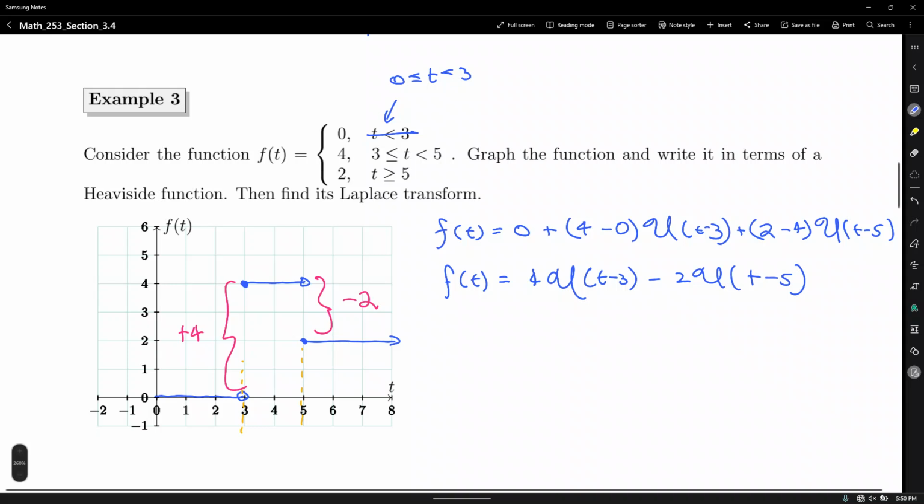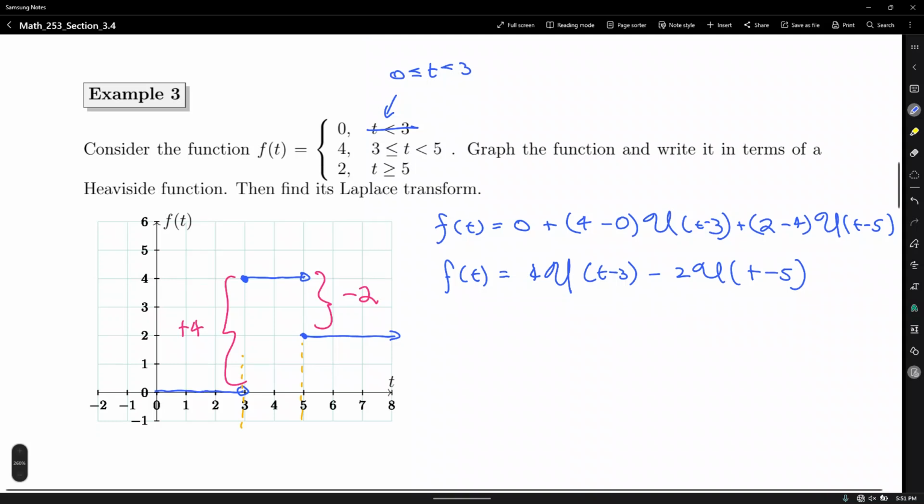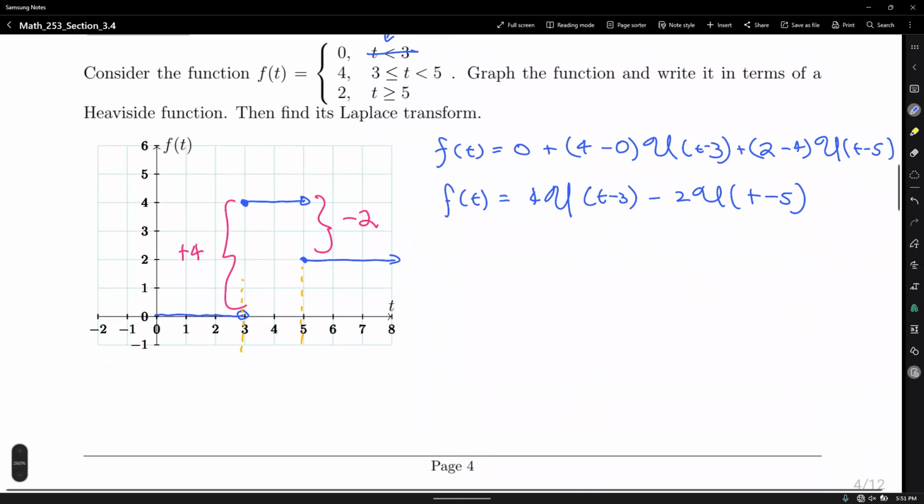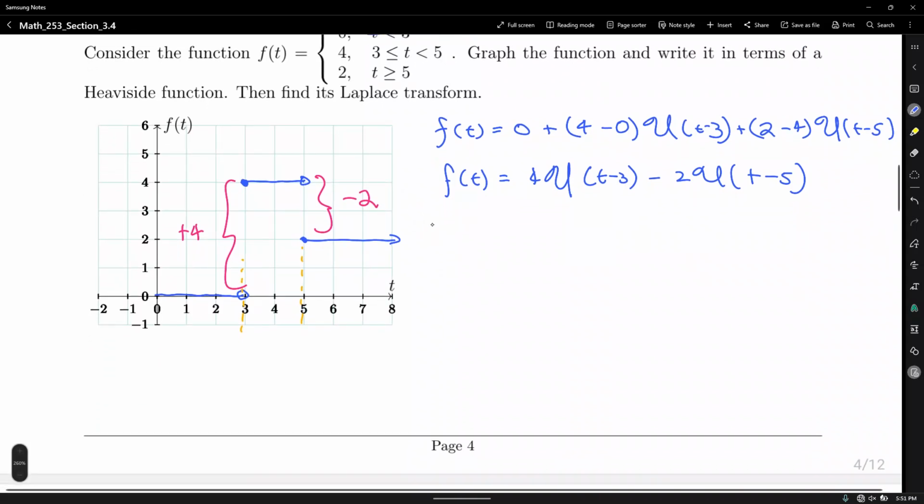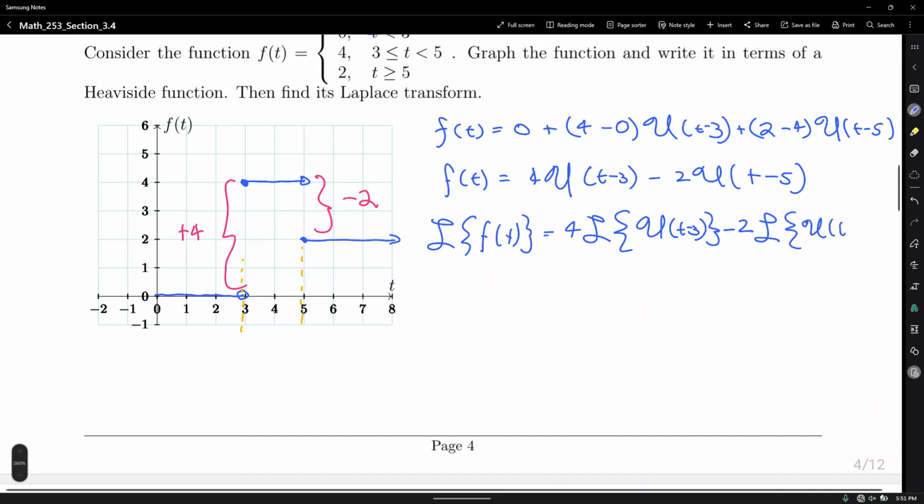Is this making sense? Okay, well, now let's find the Laplace transform. We're gonna do a bunch of exercises, like I mentioned. The first time I got this, I was like, what the hell is this? But then it took me a while. So if it's taking you a while, it's normal. Okay, let's find the Laplace transform of this. So that is the Laplace of f. That is 4 times the Laplace of u(t-3) minus 2 times the Laplace of u(t-5).